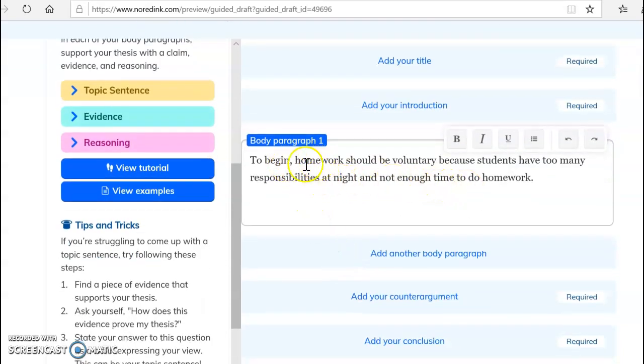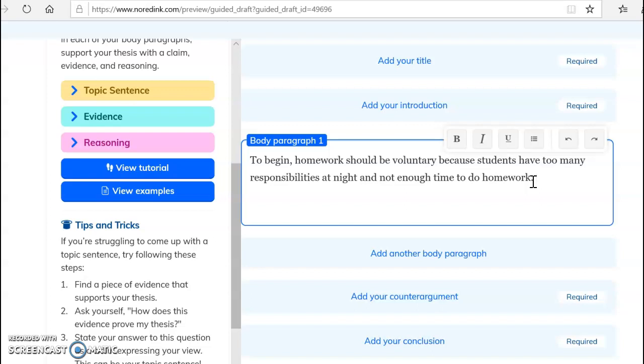So if my thesis was homework should be voluntary and not mandatory, okay, I would use a nice transition word and put a comma and say homework should be voluntary because students have too many responsibilities at night and not enough time to do homework. So that's my topic sentence. Every other sentence in body paragraph 1 is then going to support that idea.